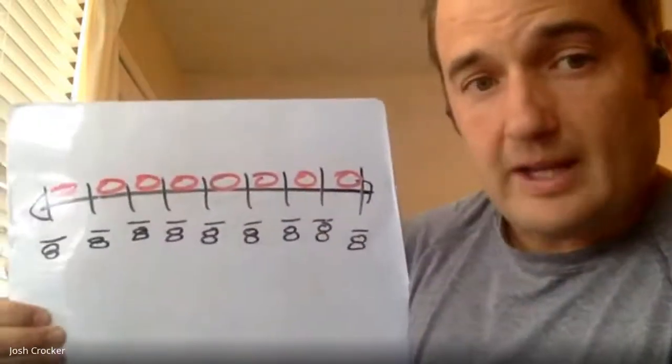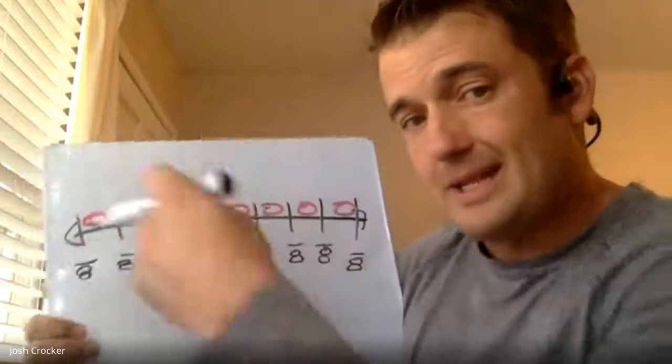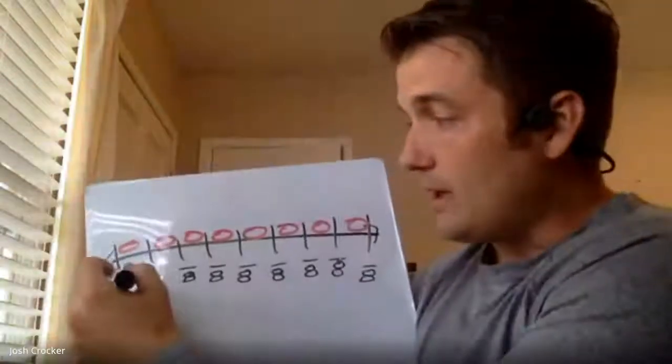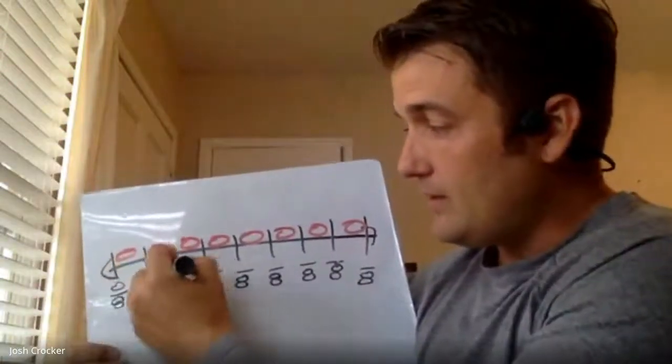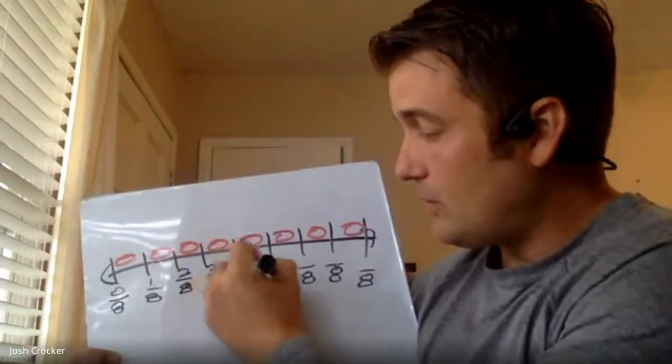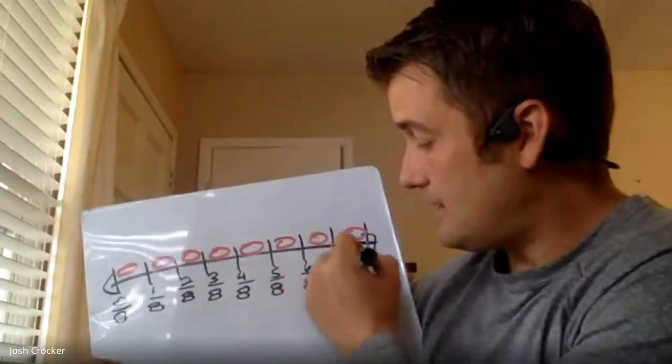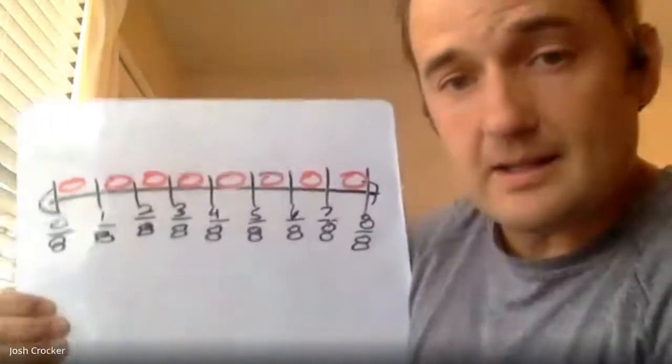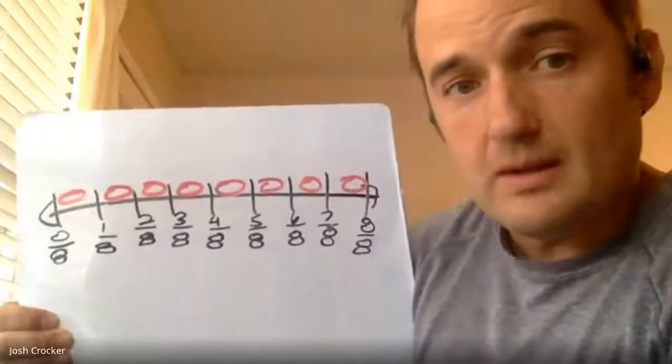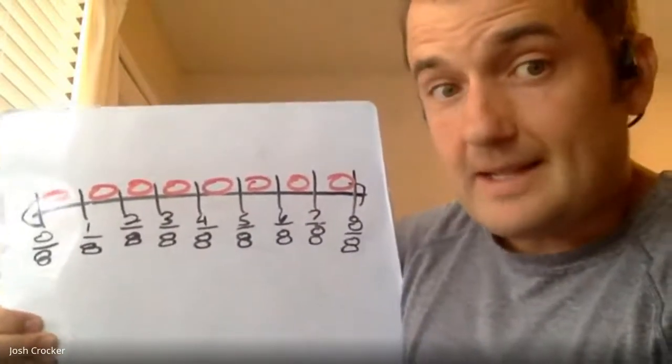Okay, they're all eighths. And now I'm just counting up. So I start at 0/8, 1/8, 2/8, 3/8, 4/8, 5/8, 6/8, 7/8, 8/8. 8/8 is the total. It's the whole. Okay, that's how that works.